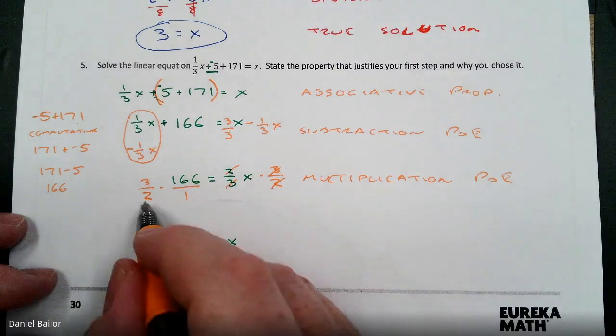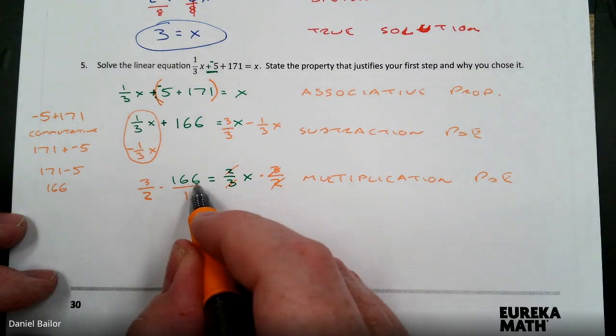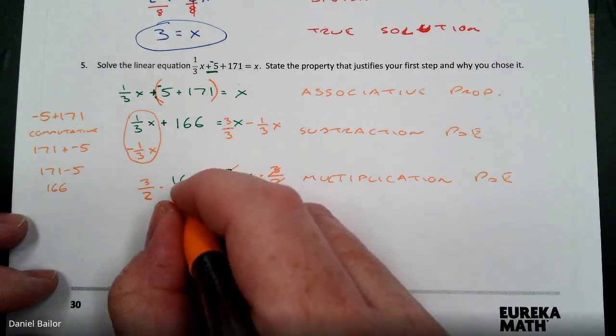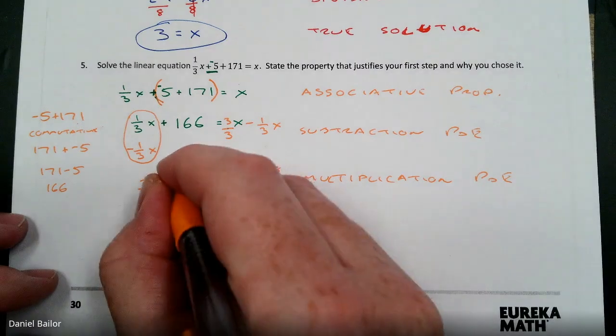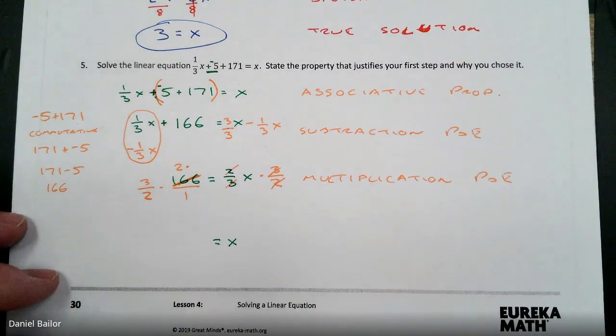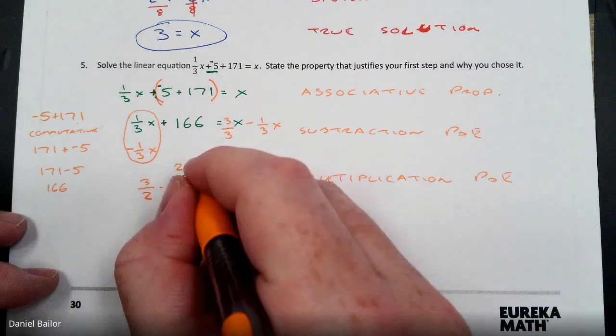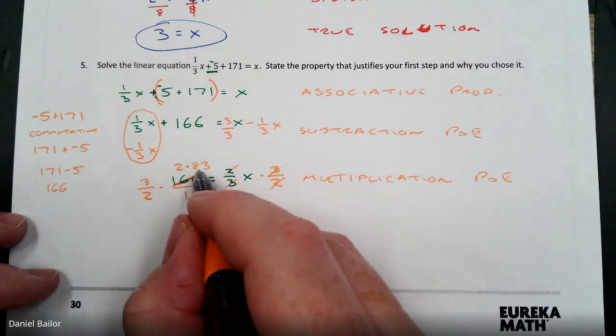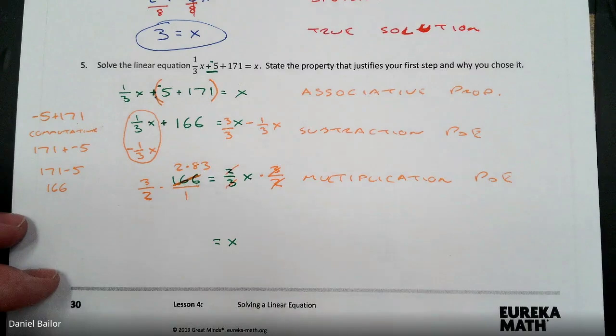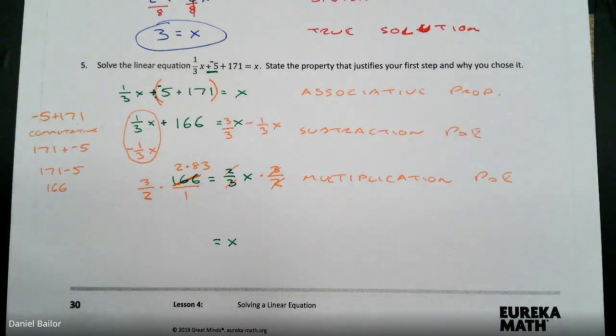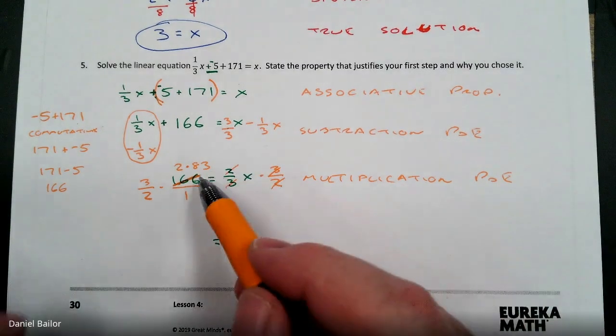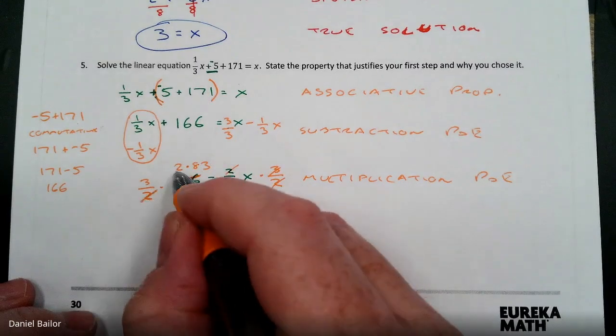There's a 2 right here. Well, 166 is an even number, so I know that it's 2 times something because it's even. It's actually 2 times 83. 83 times 2 makes 166. So it's even, I can know that. So now this 2 cancels with this 2.